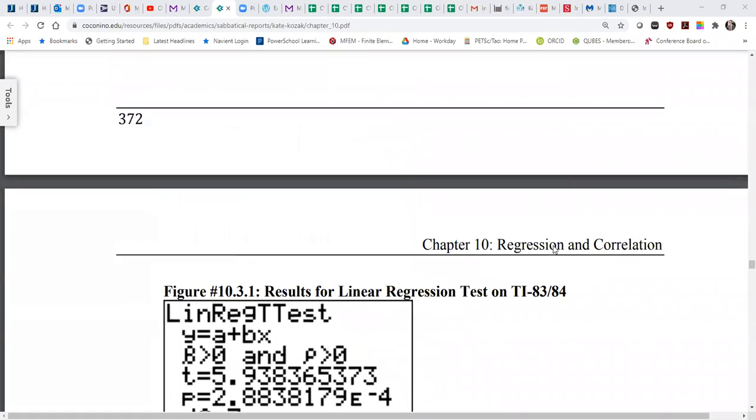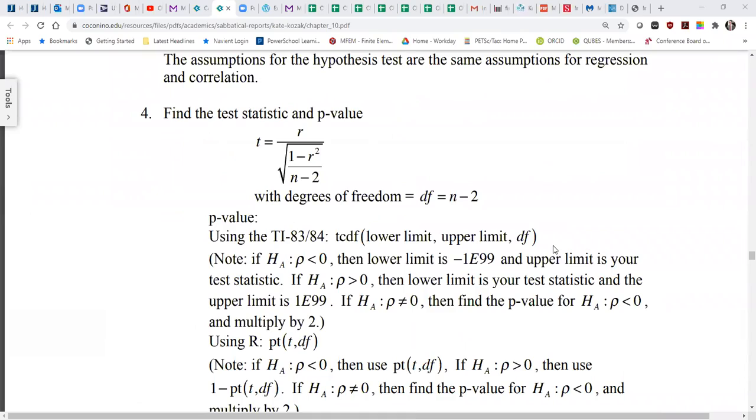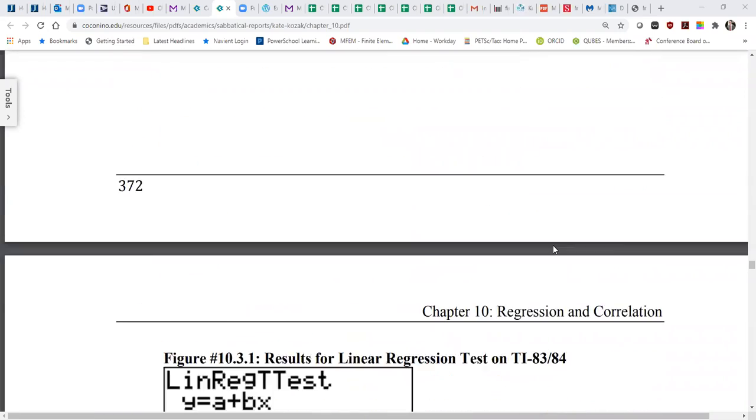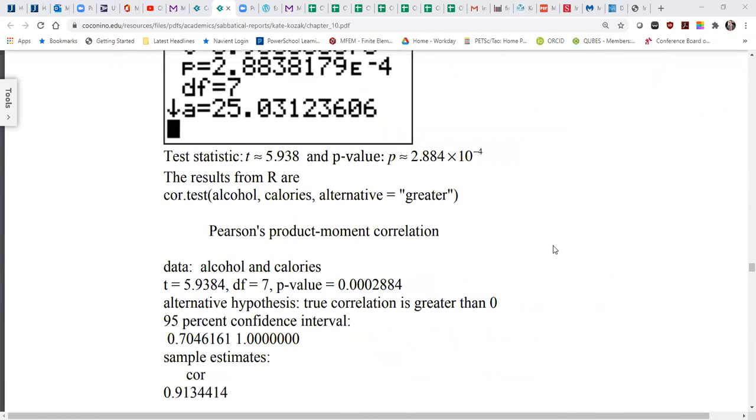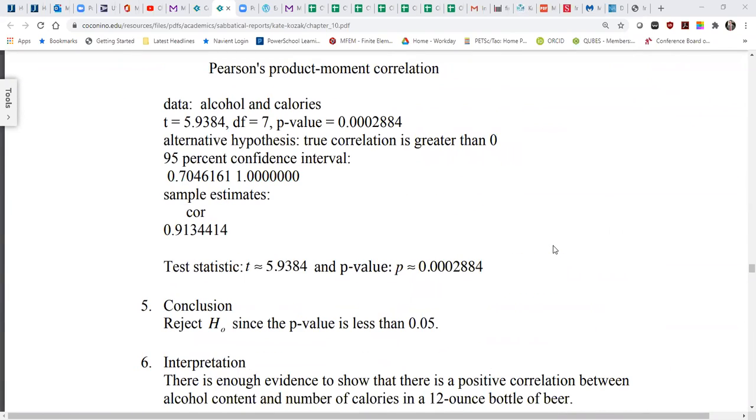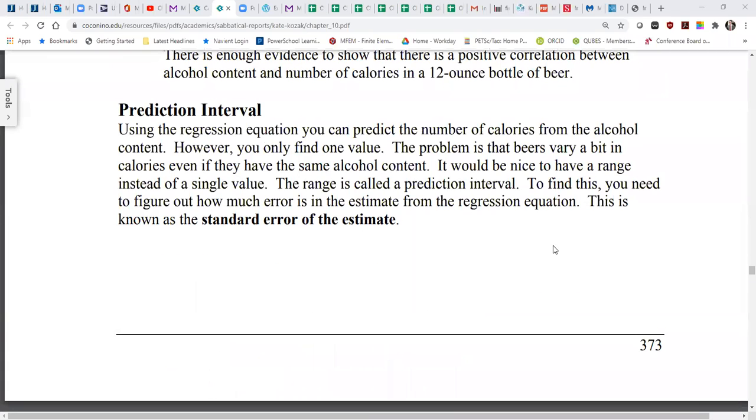You can see the degree of freedom is 7 because the data size is 9, right? So the degree of freedom is 7 because the data is 9. Yeah, so there's another one.